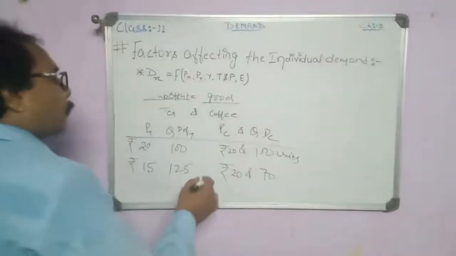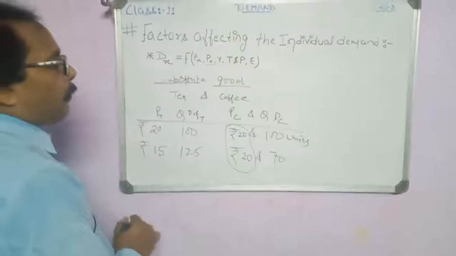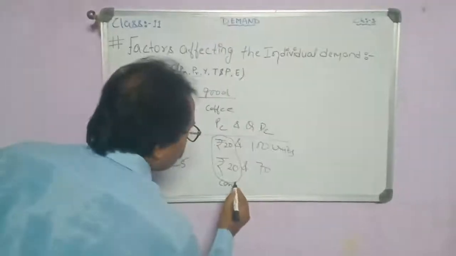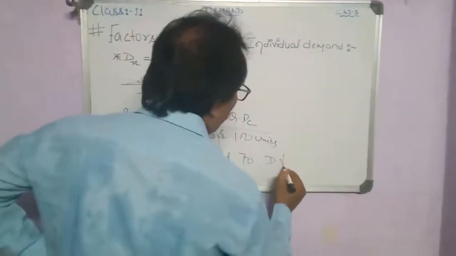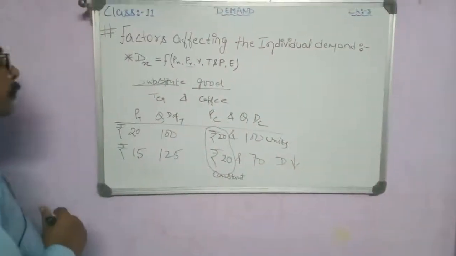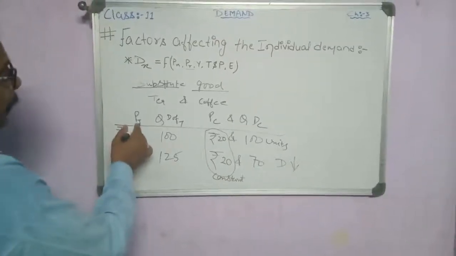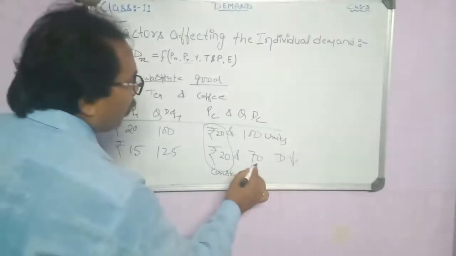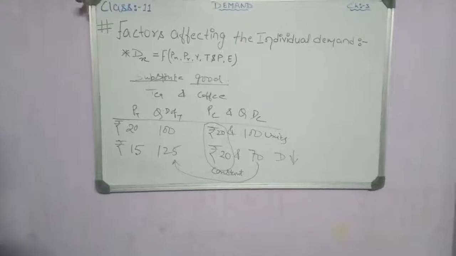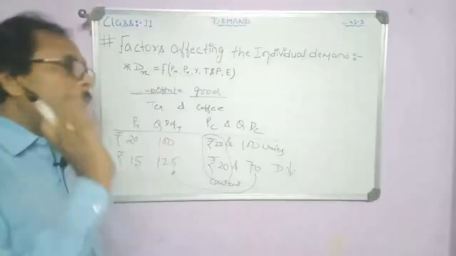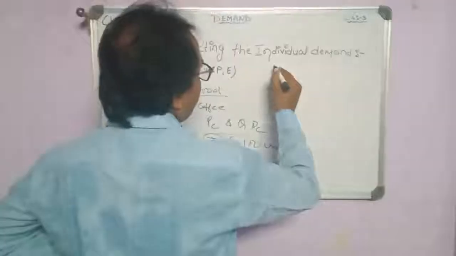Okay, so what do you find? You find that the price of the coffee is constant, but demand has fallen. Is it clear? So why has the demand fallen? Because due to the fall in the price of tea, some of the coffee users moved towards tea, because the tea is available at a lower price. So in this situation, we will make a diagram like this.